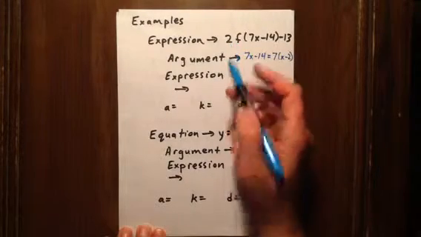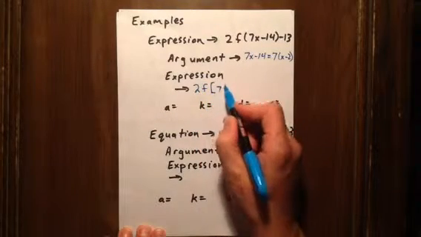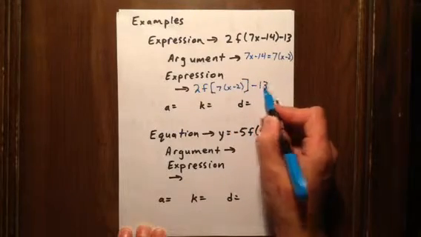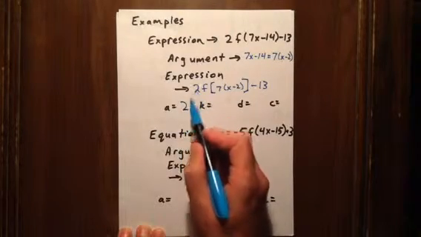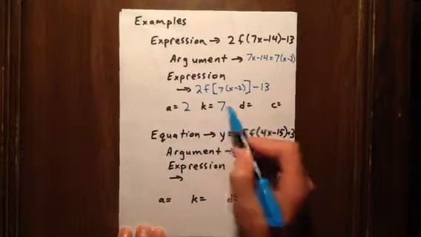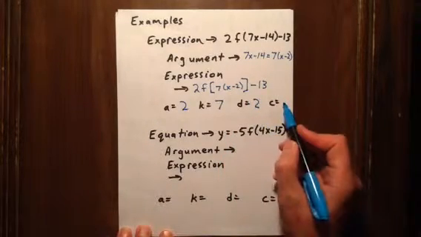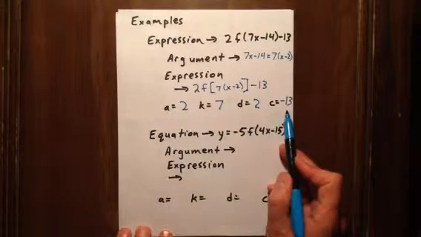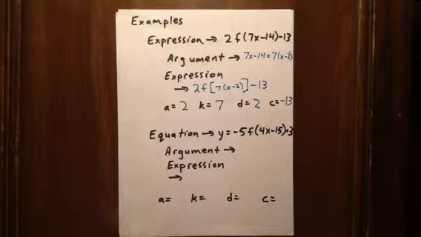Now we can restate this expression as 2f of 7 bracket x minus 2, minus 13. And so we've got an a value of 2, a k value of 7, a d value of 2, remember x minus d, and a c value of negative 13. Well, this a value and this c value will help us to determine vertical transformations, and this k value and this d value are going to help us to determine horizontal transformations.